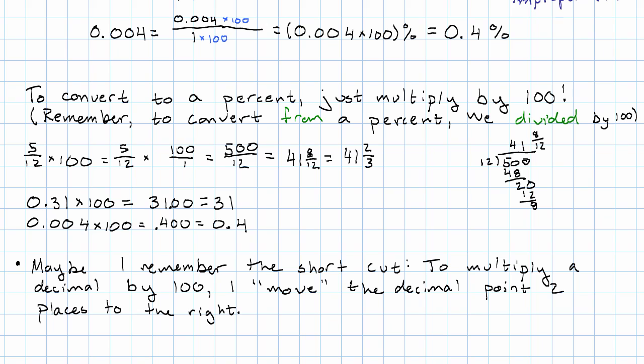Or maybe I remember the shortcut. To multiply a decimal by 100, I just move the decimal point 2 places to the right. So 0.31 times 100, 1, 2, gives me 31. 0.004 times 100, 1, 2, gives me 0.4.